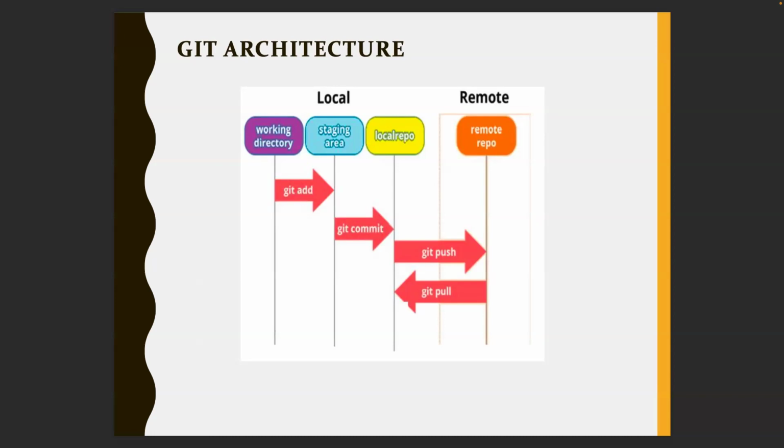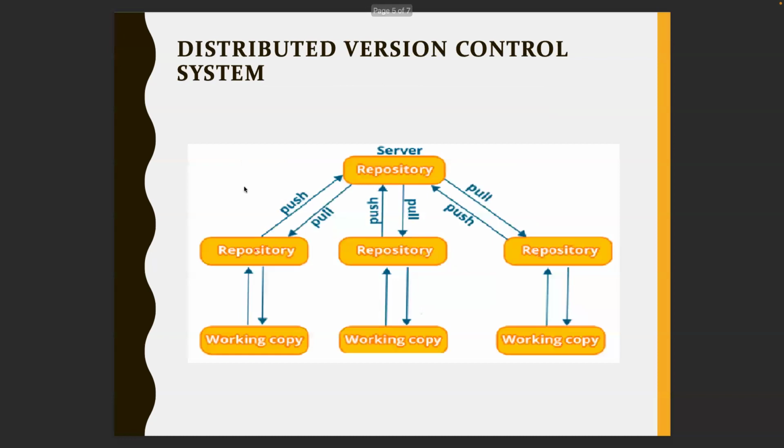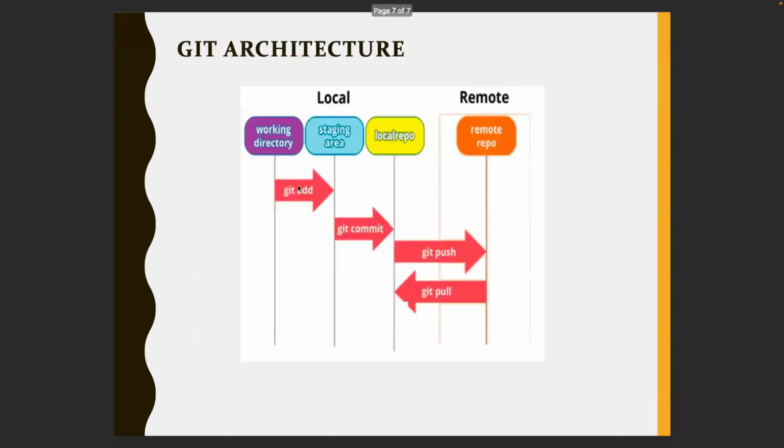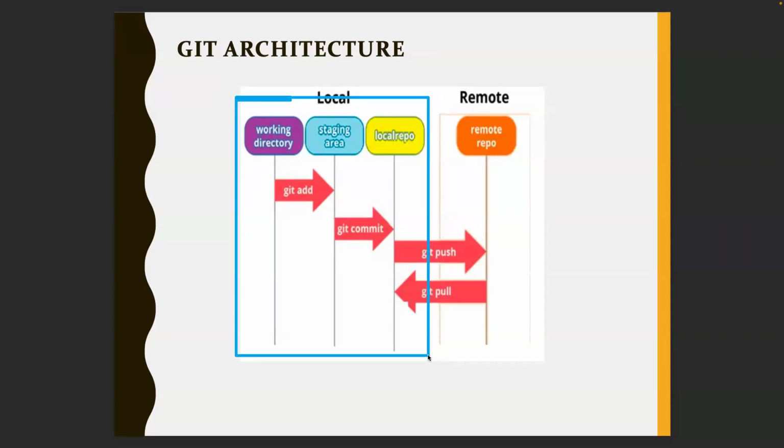Now we understood the architecture of centralized version control systems. We understood the architecture of distributed version control systems. Now let's get into the architecture of Git in particular. This is the architecture of distributed ones in general. Let's talk about the architecture of Git in particular now. Here, like we discussed, this is the local repository and this is your workstation. Let's say this is my laptop.